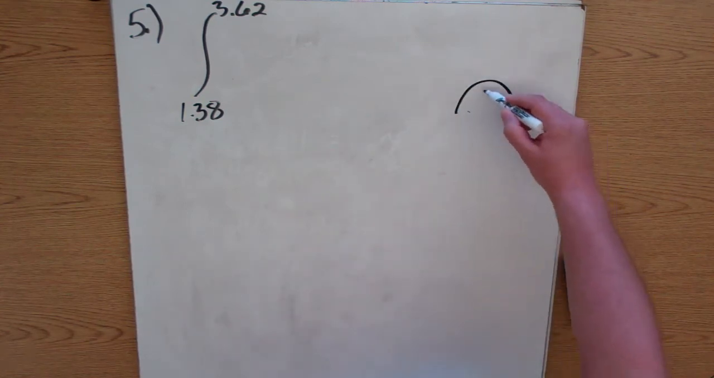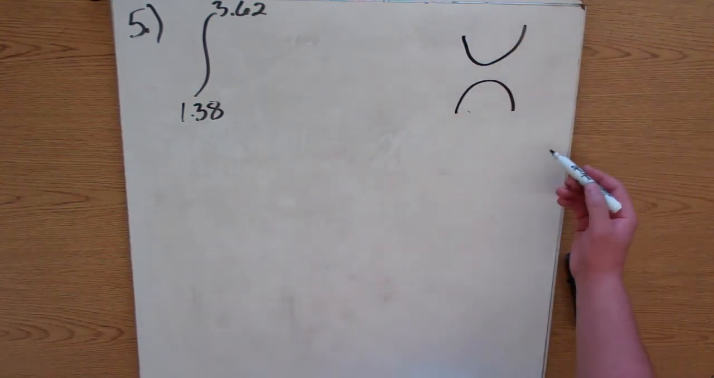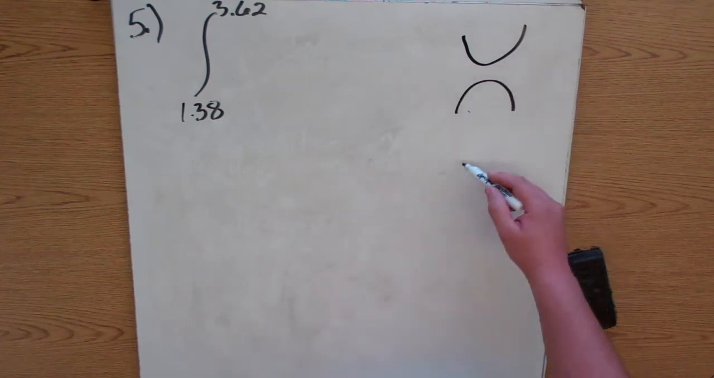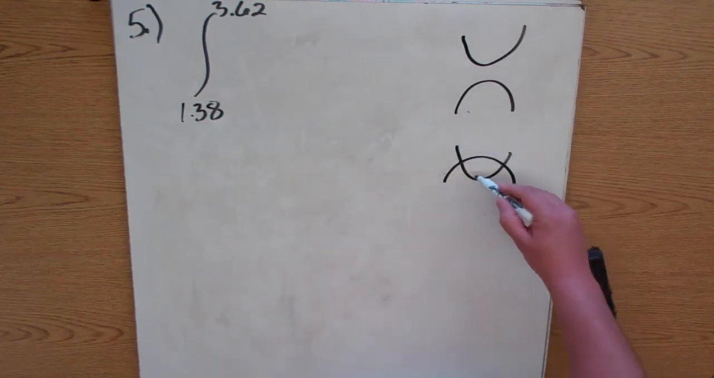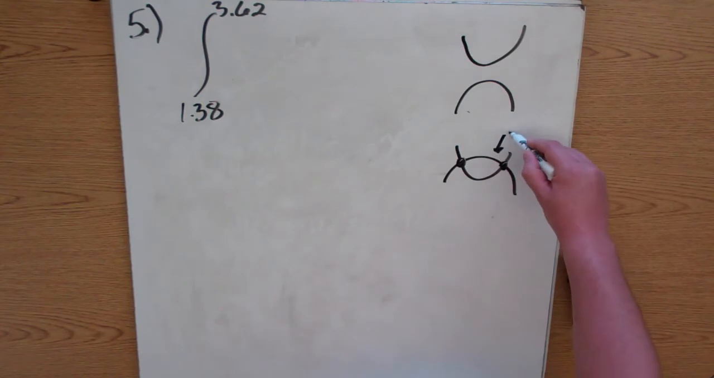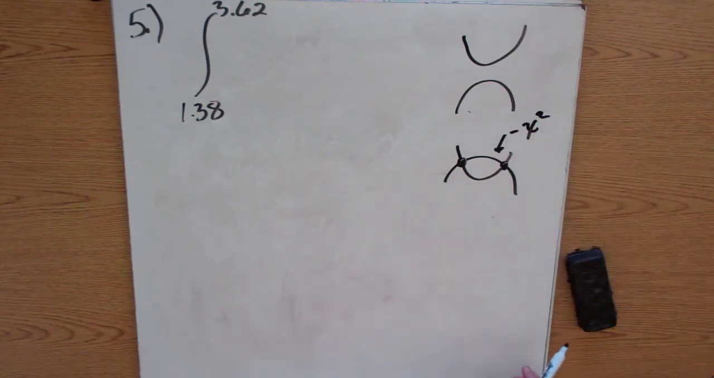So the one that would have to logically be on top in this case is the one that's concave down, because if it wasn't, they wouldn't touch at all. So it's going to have to be on top. This one would be the one that starts out negative x squared.